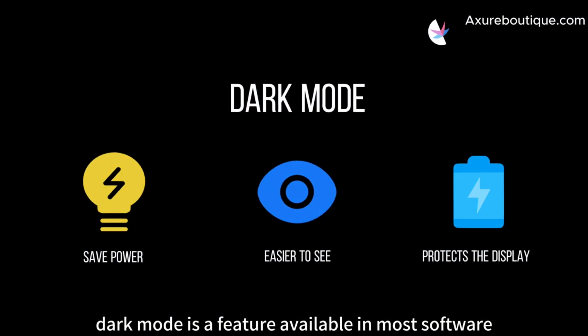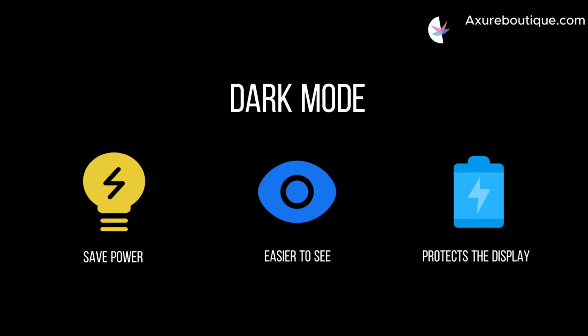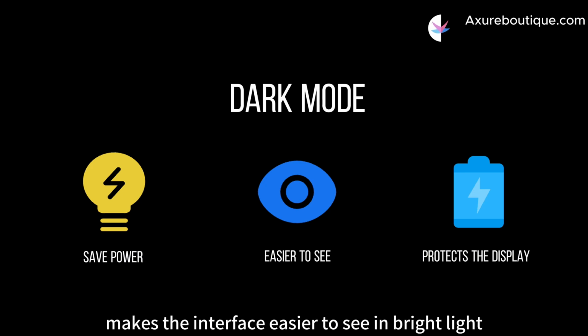Dark mode is a feature available in most software. It helps save power, makes the interface easier to see in bright light, and protects the display.